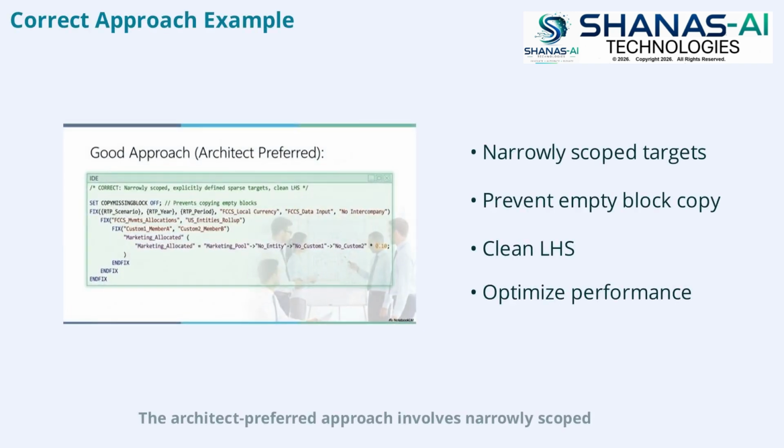The architect-preferred approach involves narrowly scoped, explicitly defined sparse targets and a clean left-hand side. By preventing copying empty blocks and targeting specific members, you optimize performance and ensure accurate allocations. This method is scalable and maintains system health, even as data volumes increase.